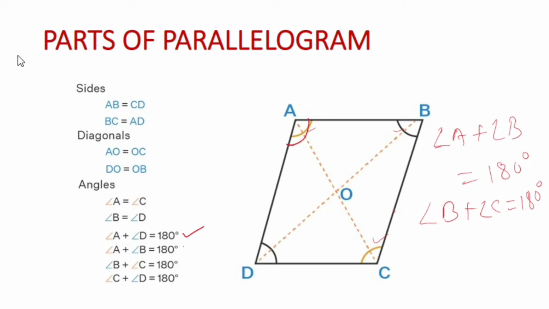Angle A, angle D, 180 degrees. Angle A plus angle B, 180 degrees. Angle B plus angle C, 180 degrees. And angle C plus angle D equals 180. So I hope that all of you understand, right? The next thing.